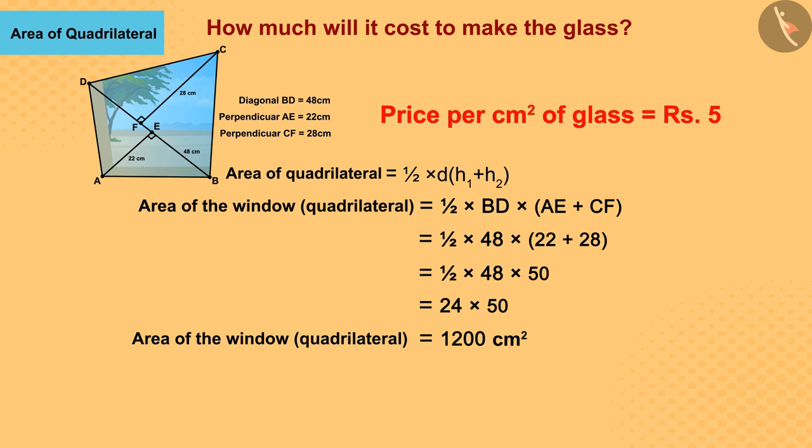Since the price per square centimeter of glass is 5 rupees, therefore the total cost of the required glass will be 6000 rupees.